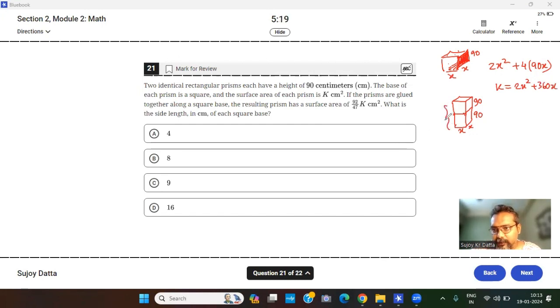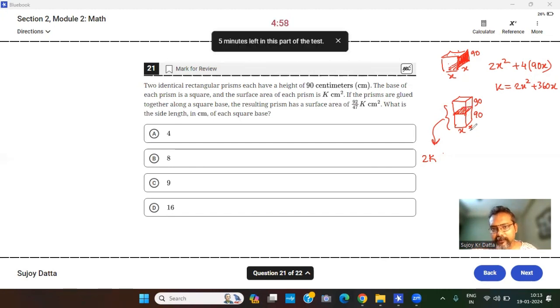Now, when you have joined them, the surface area would be twice the single one, so 2k. But if you look carefully, where you have joined, there is one square face for the top prism and one square face for the bottom prism, which have been hidden from view. So we need to remove 2x squared from that. This they are saying is 92 over 47k. All right, so let's bring that k to the other side. So we have 2x squared is 92 by 47k minus 2k.